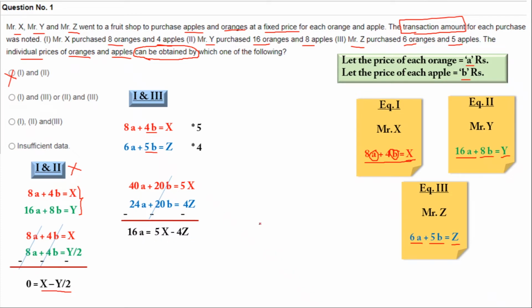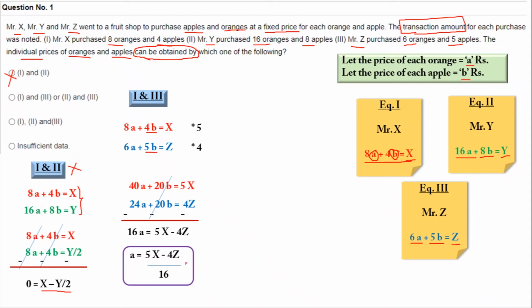And how can we find the value of a? Just by dividing by 16. So using this equation, we can easily find the value of a, which is the individual price of the orange. Now you may have a doubt, we don't know x and z. That is a doubt you all have, right?